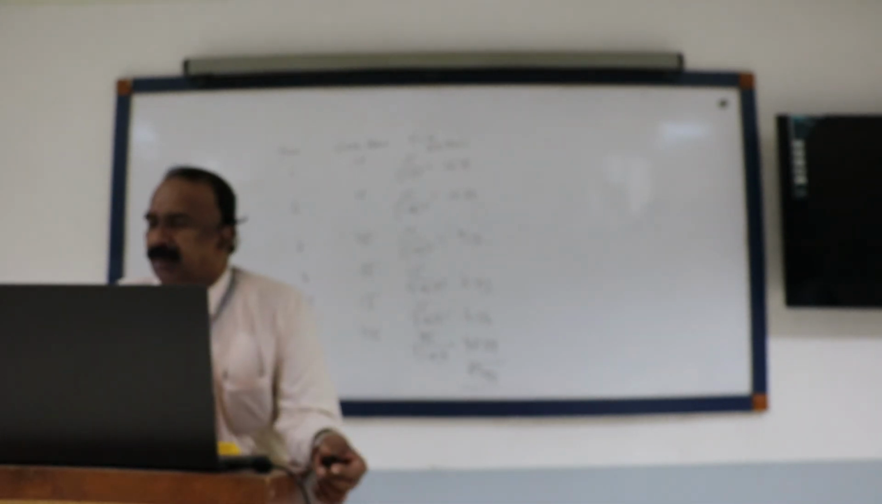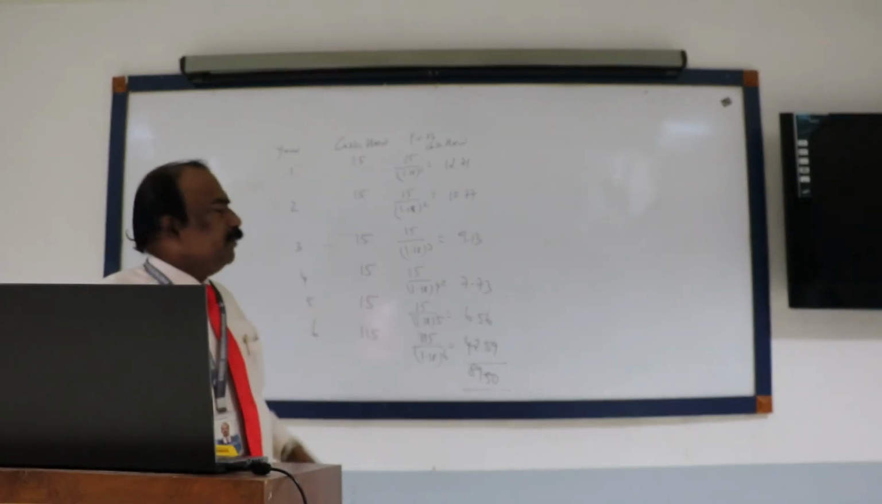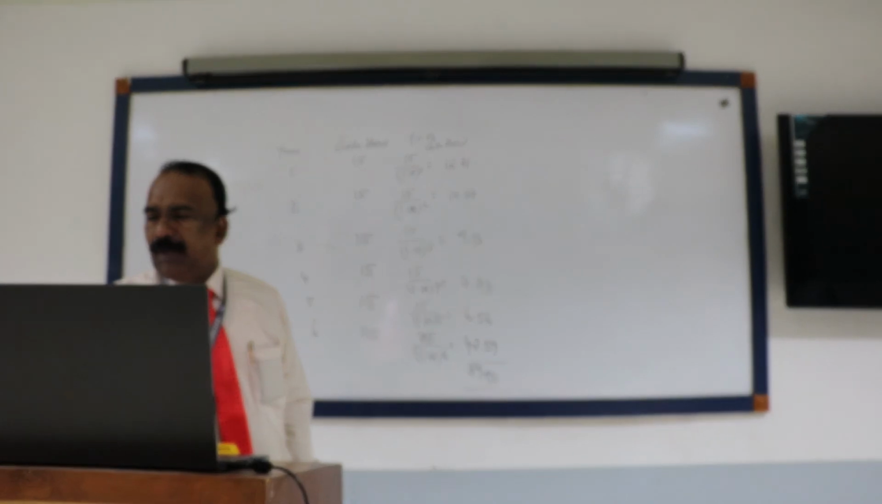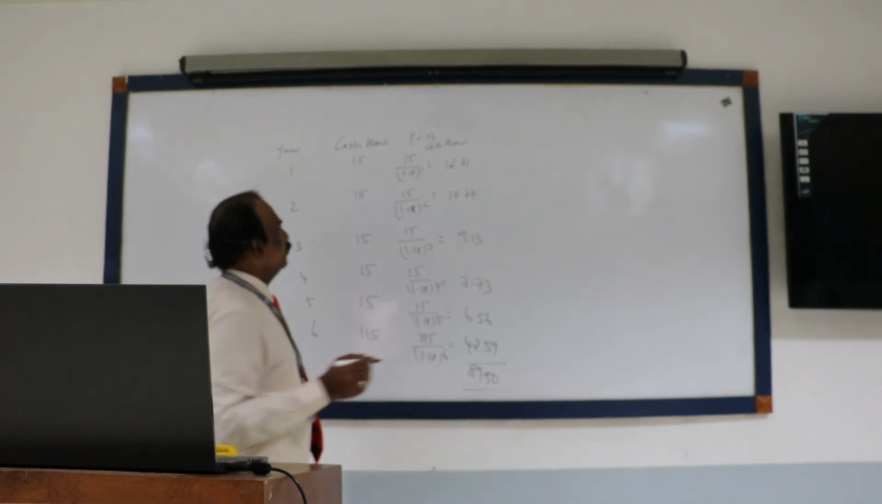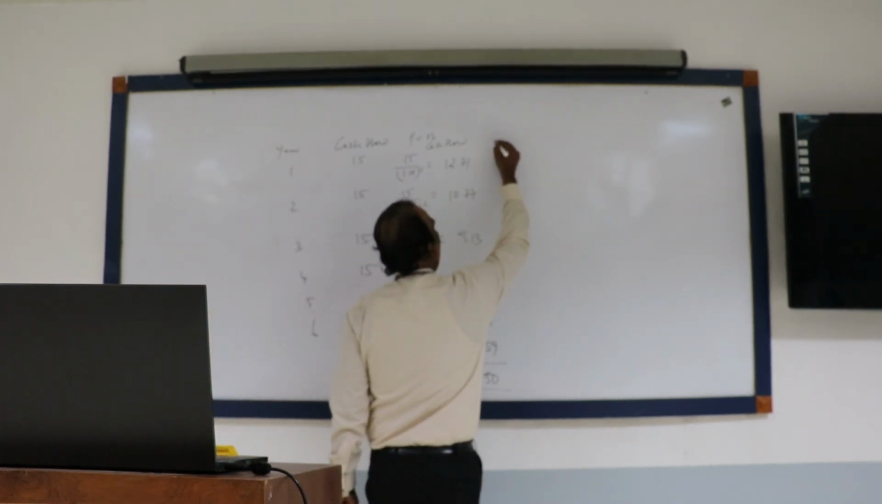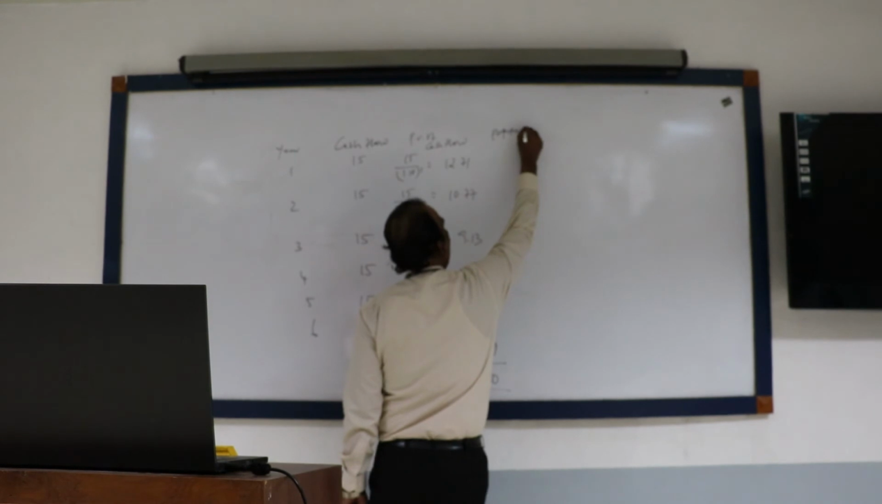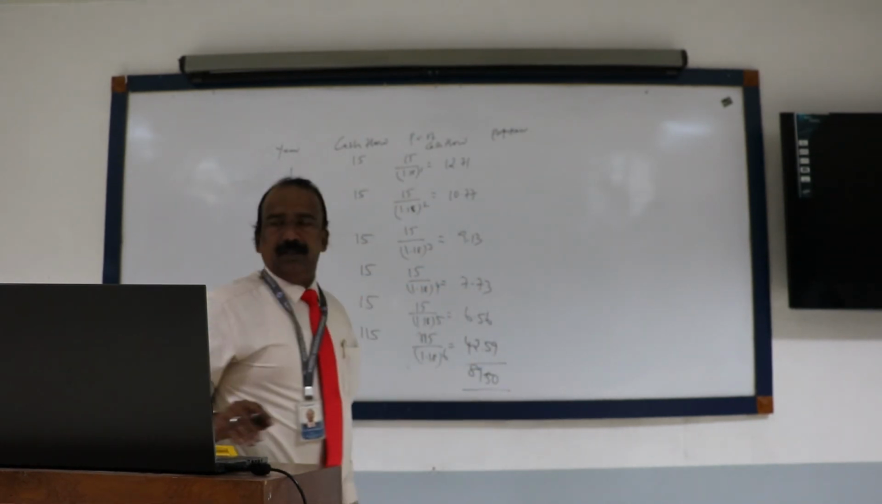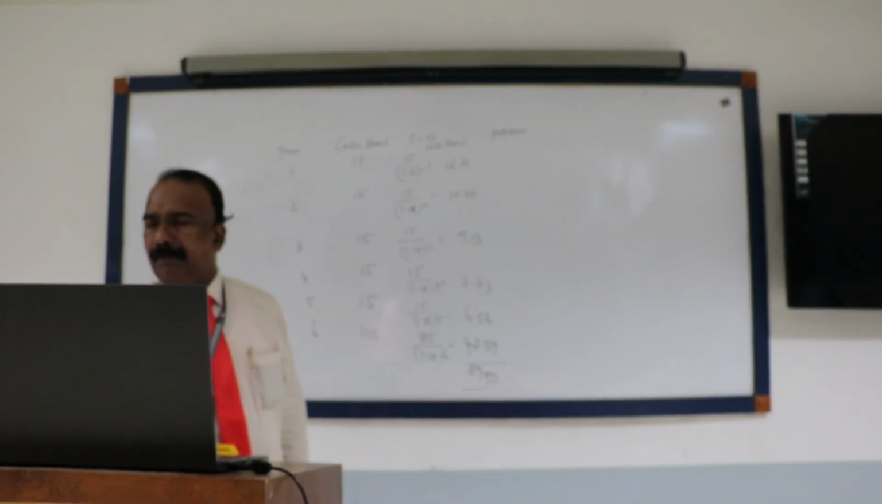So 89.5. Now we need to get the proportion. Weighted average we need to get. That is 12.71 divided by 89.5. How much comes? You put a heading, proportion. 12.71 divided by 89.5. How much? 0.142. You take two decimals. 0.14.